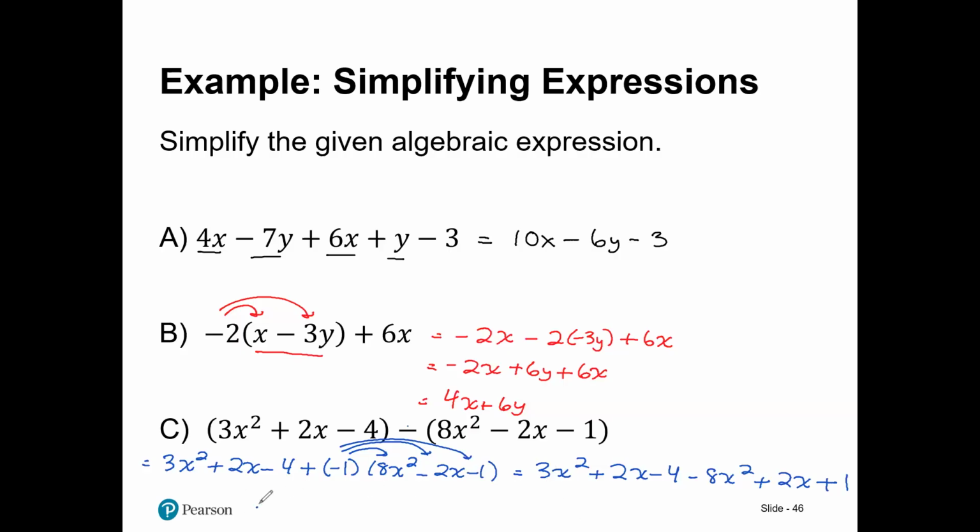If we combine like terms, we have 3x squared minus 8x squared. So we have 3 minus 8, negative 5x squared. We have 2x plus 2x. So we have together a combined 4x. Then we have a constant of -4 and a constant of 1. Add those together, we get -3.